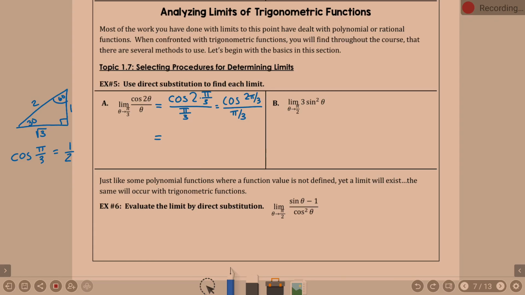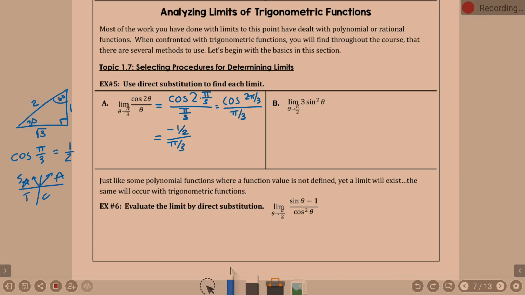Now, 2 pi over 3. Where is 2 pi over 3? Because pi over 3 is right here. 2 pi over 3 is right here. So what do we know about the second quadrant? Cosine is negative because all students take calculus. So then we end up with negative 1/2 divided by pi over 3.